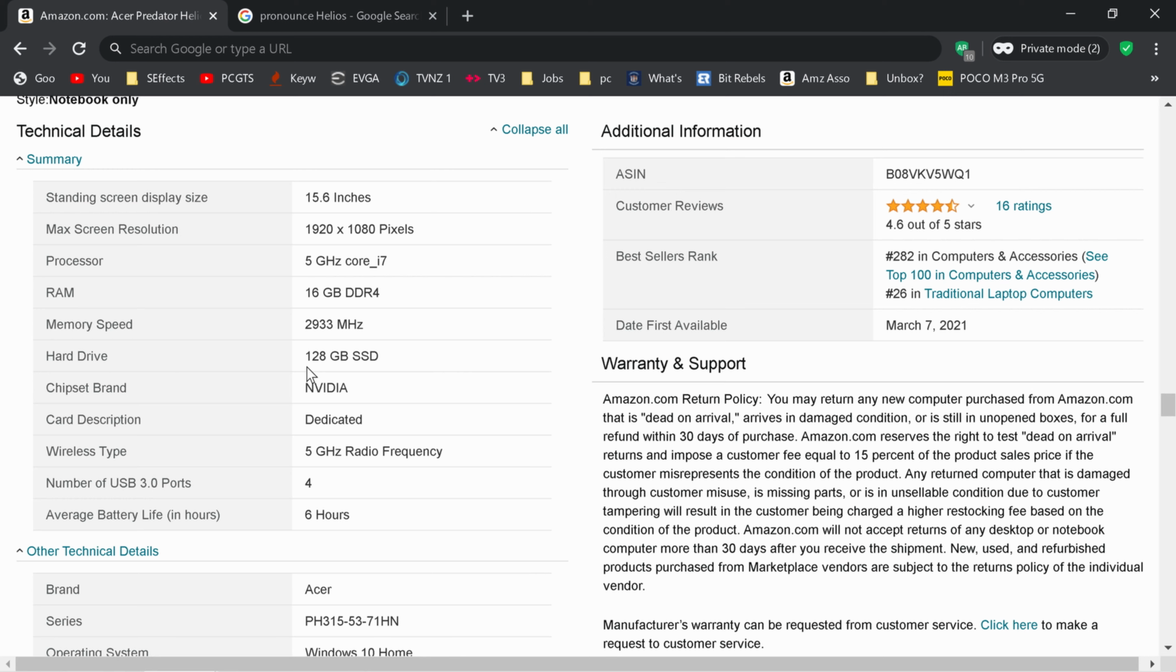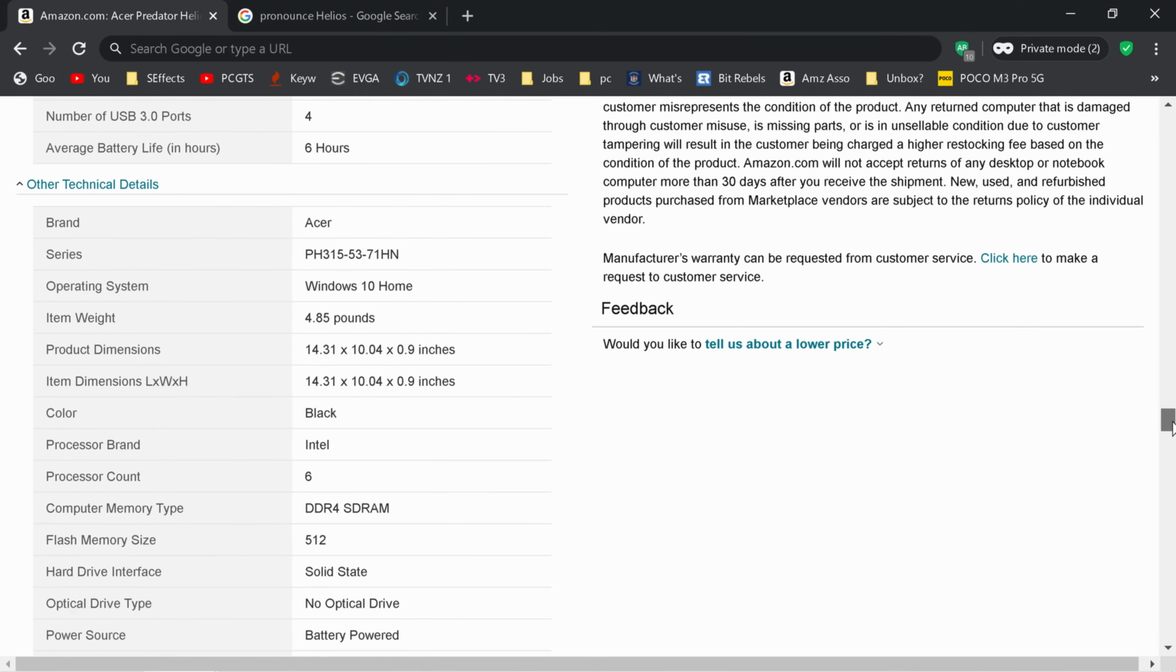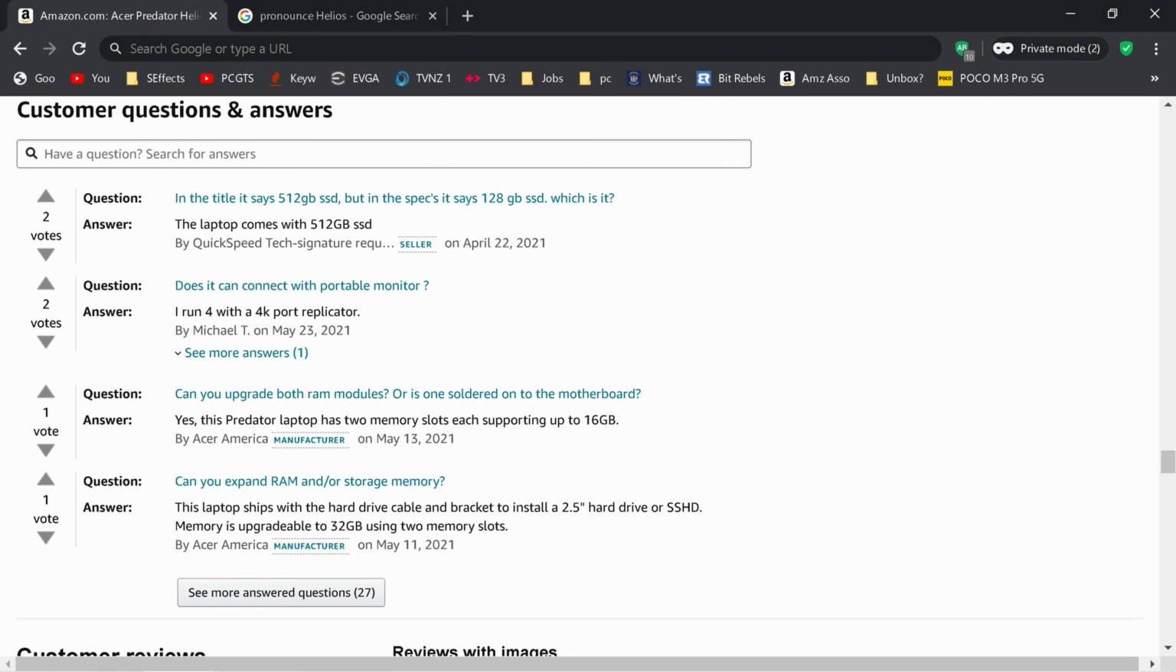So here it says the hard drive's 128 gigabyte SSD. Well, everything else says it's a 512 NVMe, right? So if you scroll down to the customer questions and answers, in the title it says 512 gigabyte SSD, but in the spec it says 128. Which is it? The laptop comes with a 512 gigabyte SSD, and that's from the supplier, Quickspeed Tech, the seller.